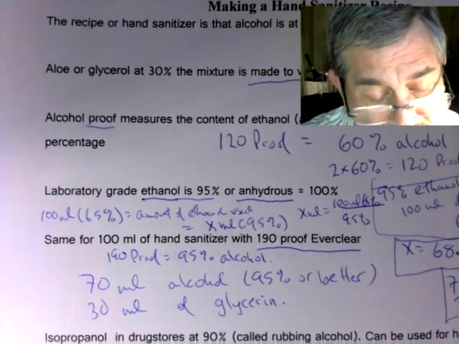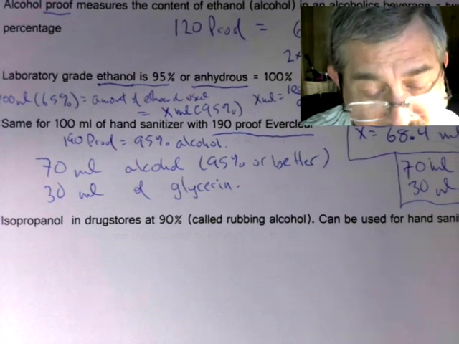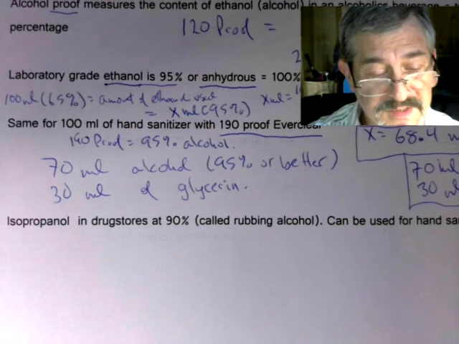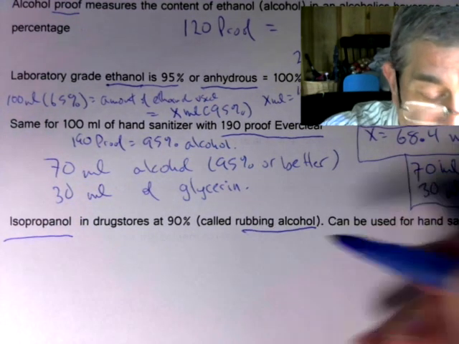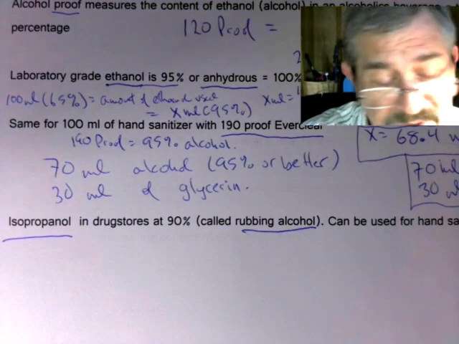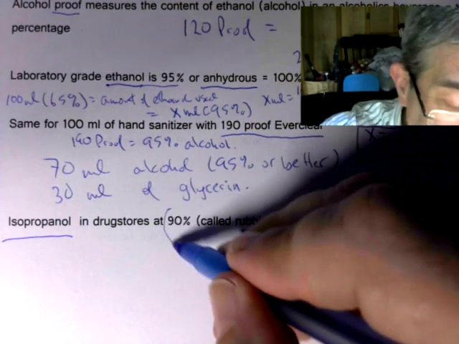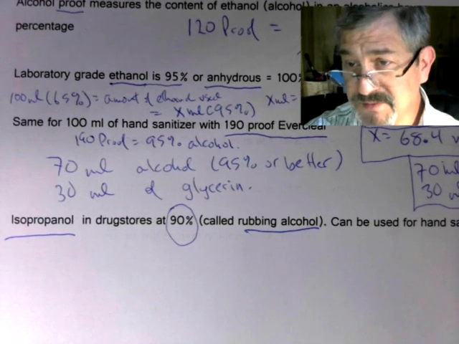Okay. Now another common alcohol that's available is isopropanol. In drugstores, this is also called rubbing alcohol, and it's usually present at 70% or 90%. Get the 90%. And this can be used for hand sanitizer as well.